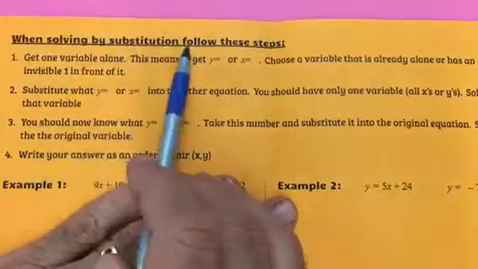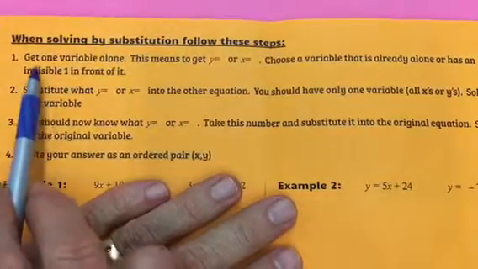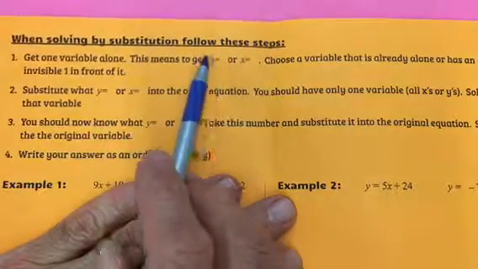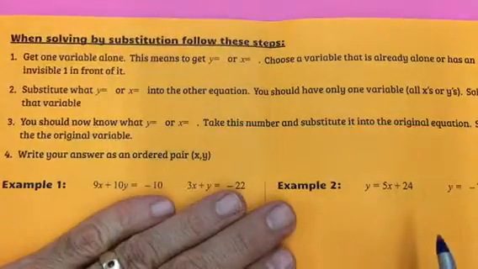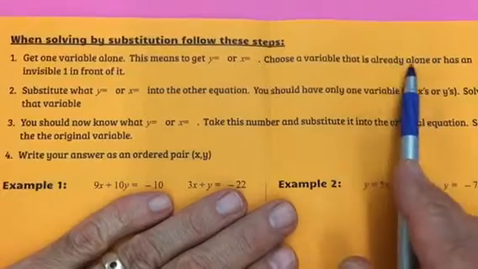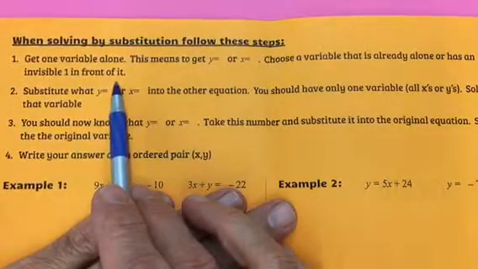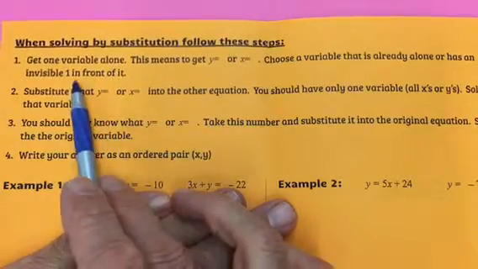When solving by substitution, follow these 4 steps. First, get one variable alone. This means you should have something that says y equals or x equals. Choose a variable that already has an invisible 1 in front of it. If you don't have that, then find one that has a negative 1 in front of it.